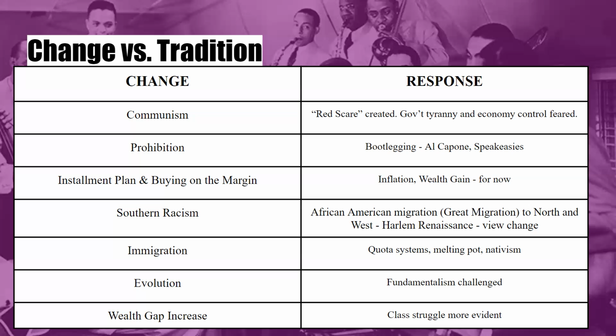And then immigration. There was a lot of immigration coming from Eastern and Southern Europe, especially Italy and Russia. My family I know came during this time from Italy, and there were quota systems, and then there was the melting pot. The quota systems limited the number of people that could come in. Melting pot just describes all the different cultures that were being mixed together.